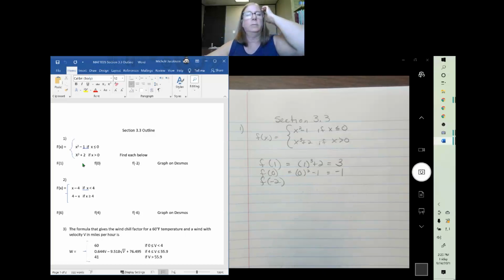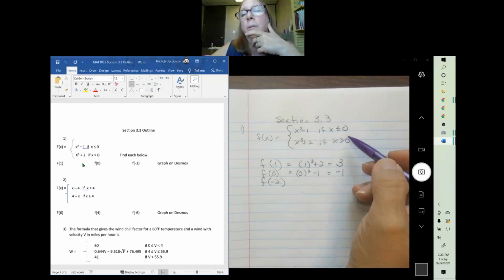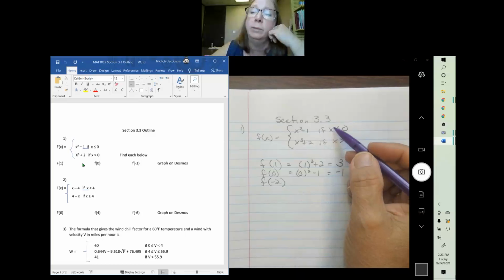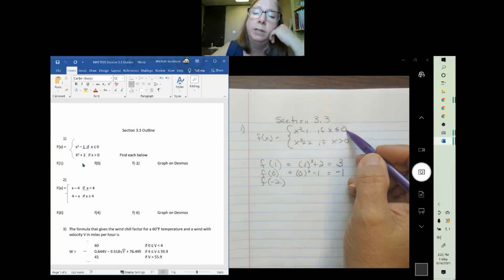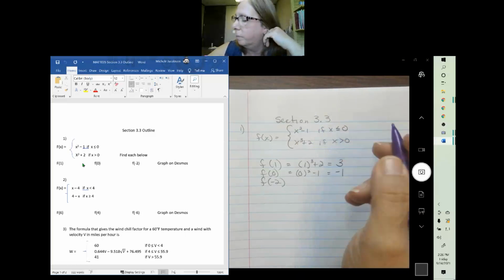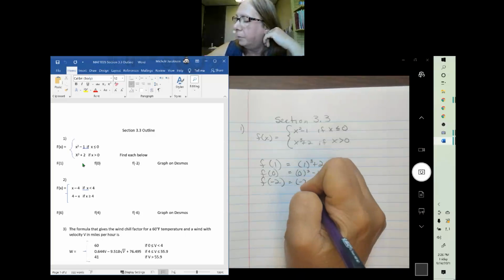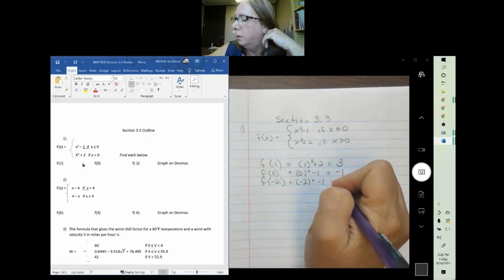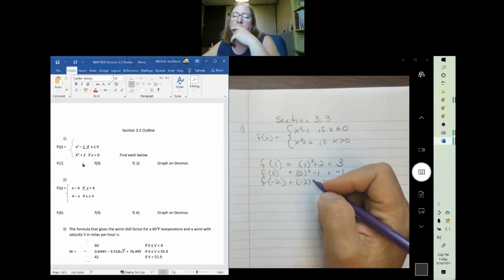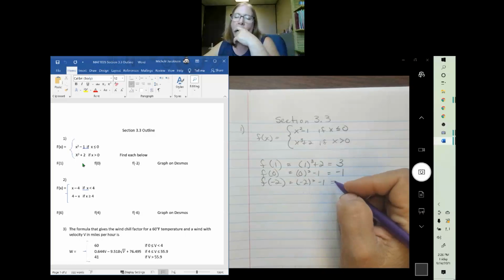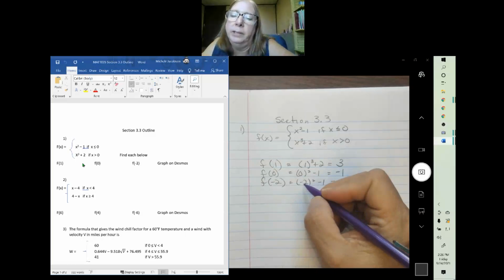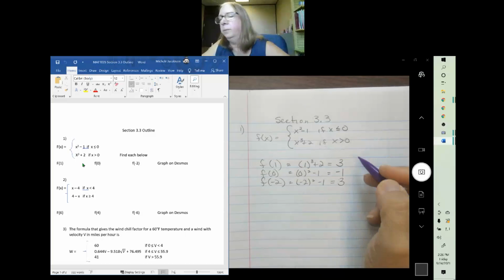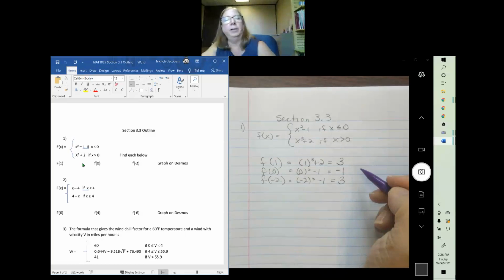Okay, the last one, f of negative 2. When we look at both of these, notice negative 2 would be here because negative 2 is less than or equal to 0. So we use this one: negative 2 squared minus 1. Negative 2 squared is 4, minus 1 is 3. So we get 3, negative 1, 3. Any questions on that?